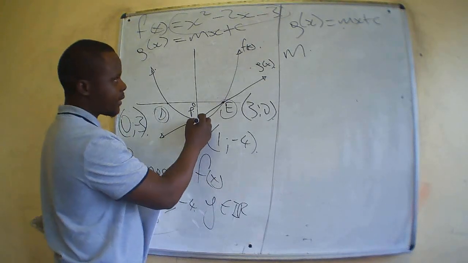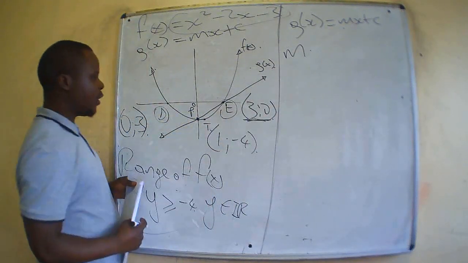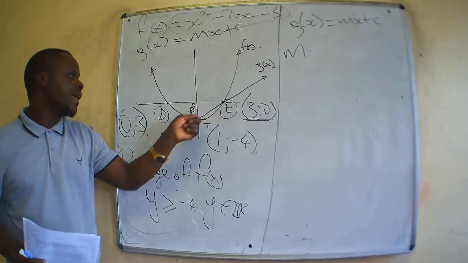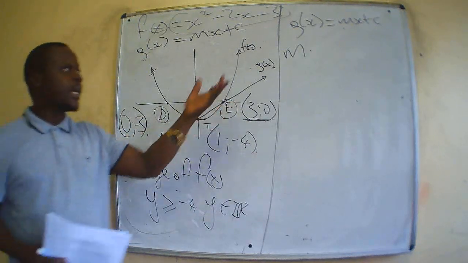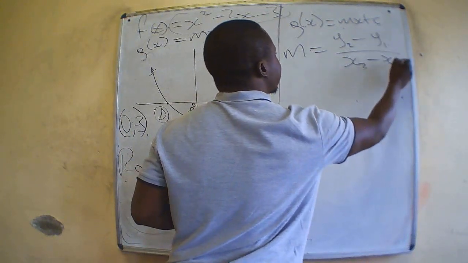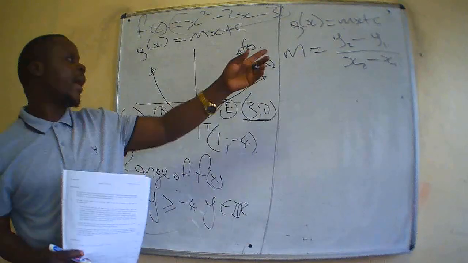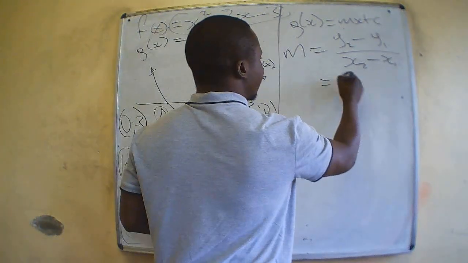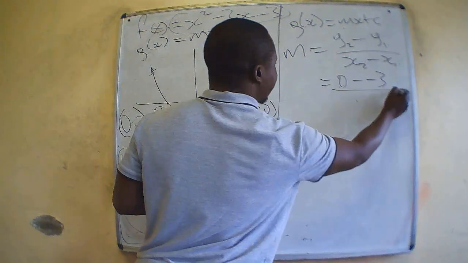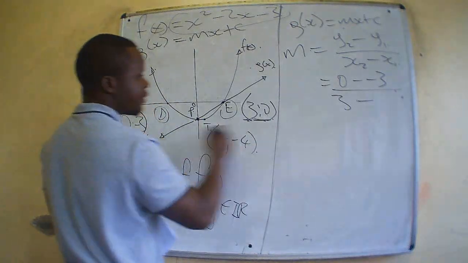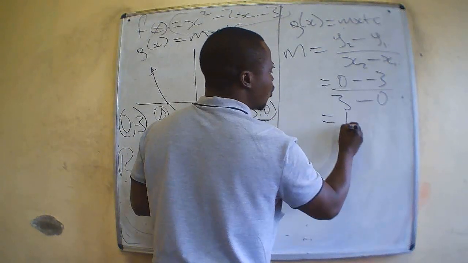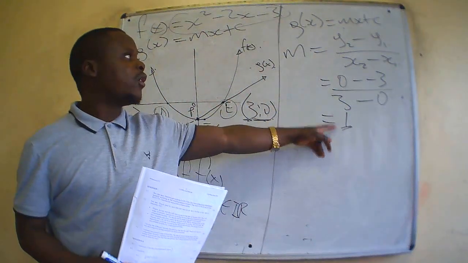So that means we have 2 points, (3, 0) and (0, -3). This point and this point, that's where our line crosses. That means for the gradient, we shall use the formula y2 minus y1 over x2 minus x1. Now, what is the value of y2? We can choose 0, subtract -3, so 0 subtract -3 divided by 3 subtract 0. Our final answer is positive 3 over 3, which is equal to 1. So this is the value of the gradient.